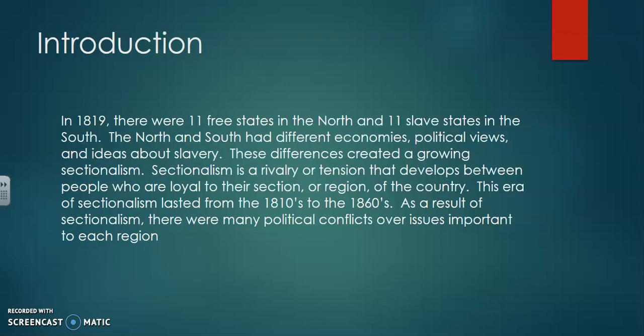In 1819, there were 11 free states in the North and 11 slave states in the South. The North and South had different economies, political views, and ideas about slavery. These differences created a growing sectionalism, and remember sectionalism, the rivalry or tension that develops between people who are loyal to their section or region of the country. This era of sectionalism will last from the 1810s to the 1860s. As a result of sectionalism, there were many political conflicts over issues important to each region. Remember, originally sectionalism was north, south, and west, and now we're going to see it more just north and south.